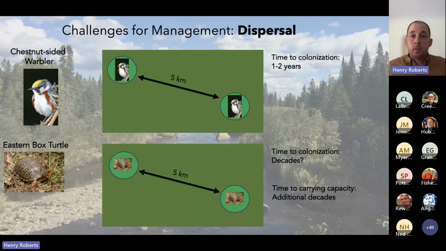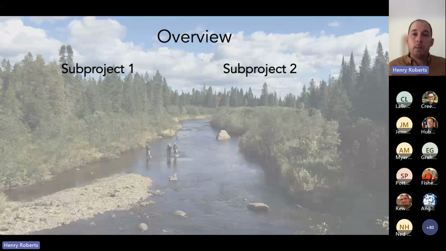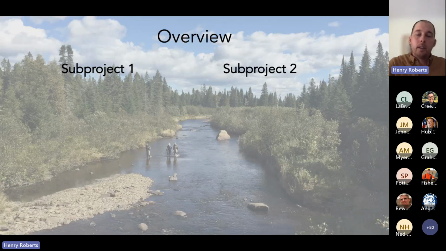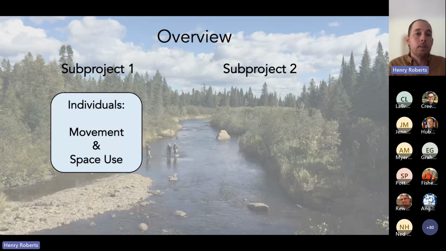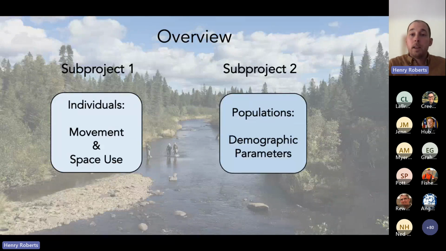So this is what it's like to manage for turtles, and we really need to be thinking in the long term for this species. This is really the backdrop for this agreement with the NRCS, and we've broken up this agreement into two sub-projects. The first sub-project focuses on the level of the individual, studying the movement and space use of individual turtles. The second sub-project moves up to the level of populations or groups of individuals, focusing on the environmental and anthropogenic factors affecting demographic parameters of populations.